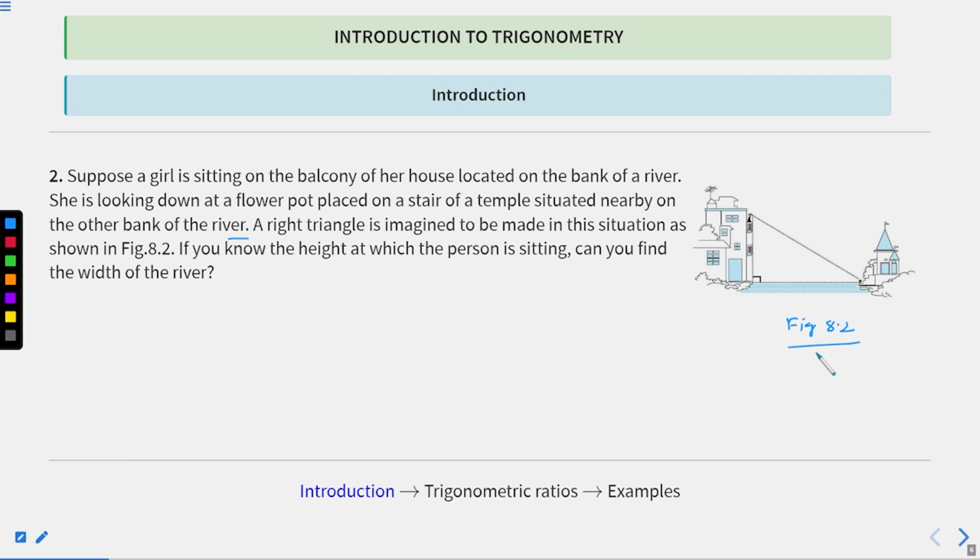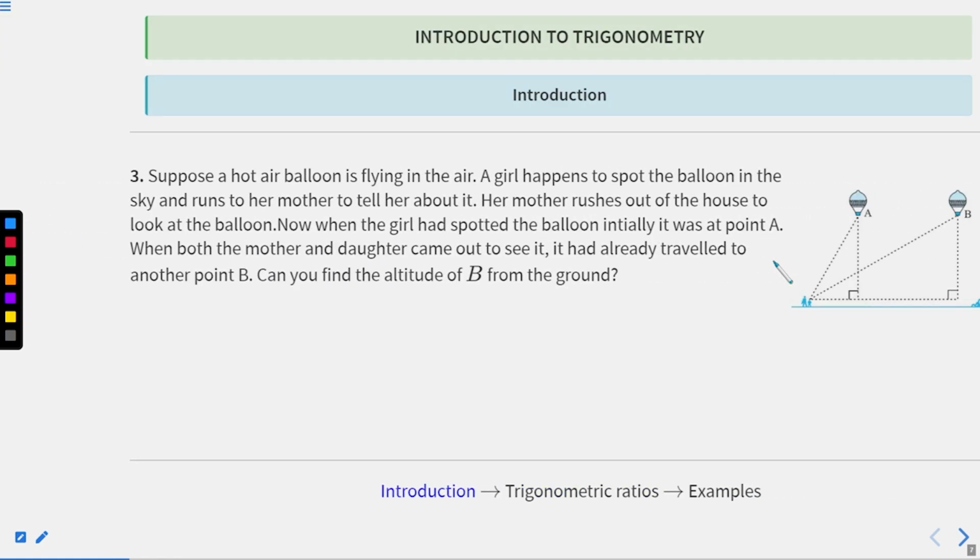If you know the height at which the person is sitting, can you find the width of the river? Basically here we have to find the width of the river. We know this height where the person is sitting, and we need to find this. You can imagine a right angle triangle being made in this situation, so you can use Pythagoras theorem and find the width of the river. Let us see example 3.